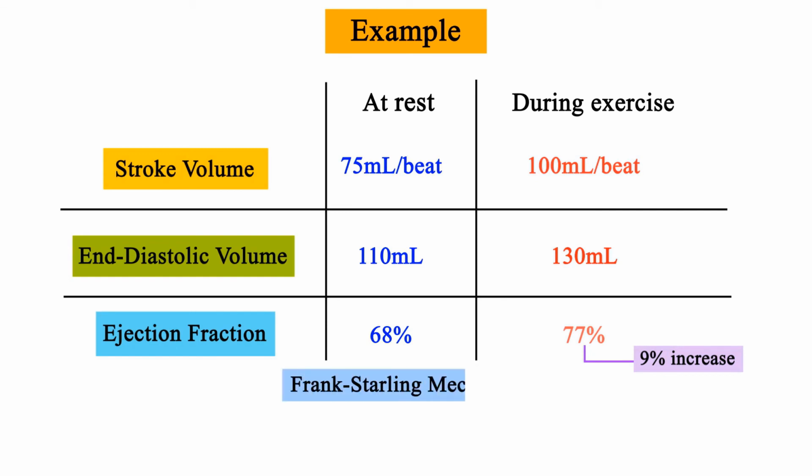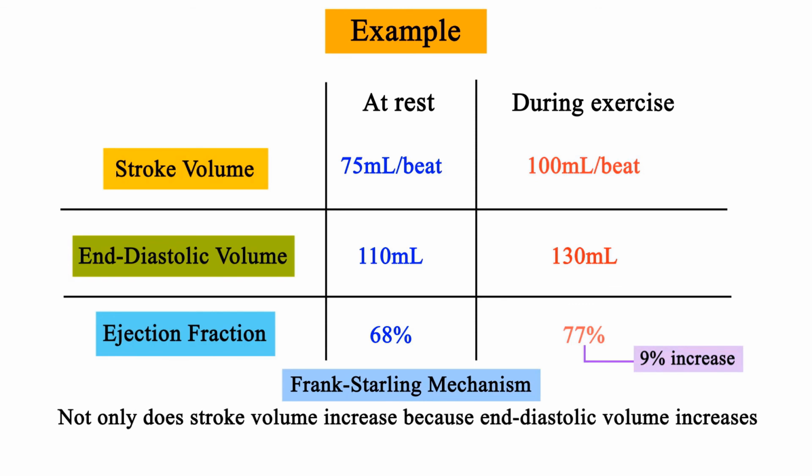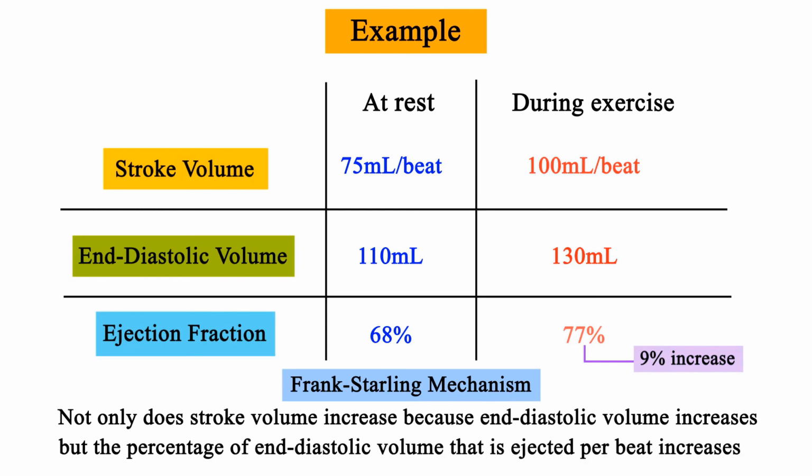Thus, due to the Frank-Starling mechanism, not only does stroke volume increase because end diastolic volume increases, but the percentage of end diastolic volume that is ejected per beat increases.